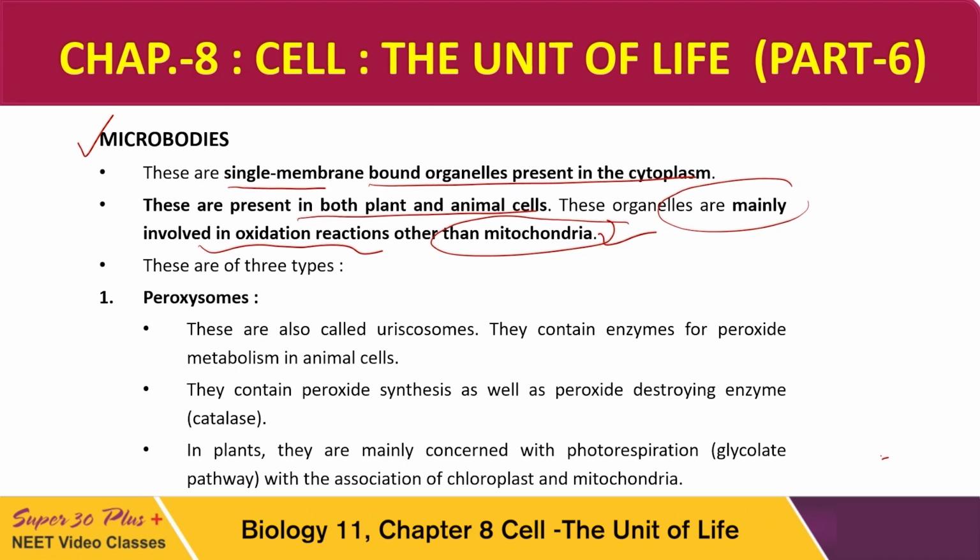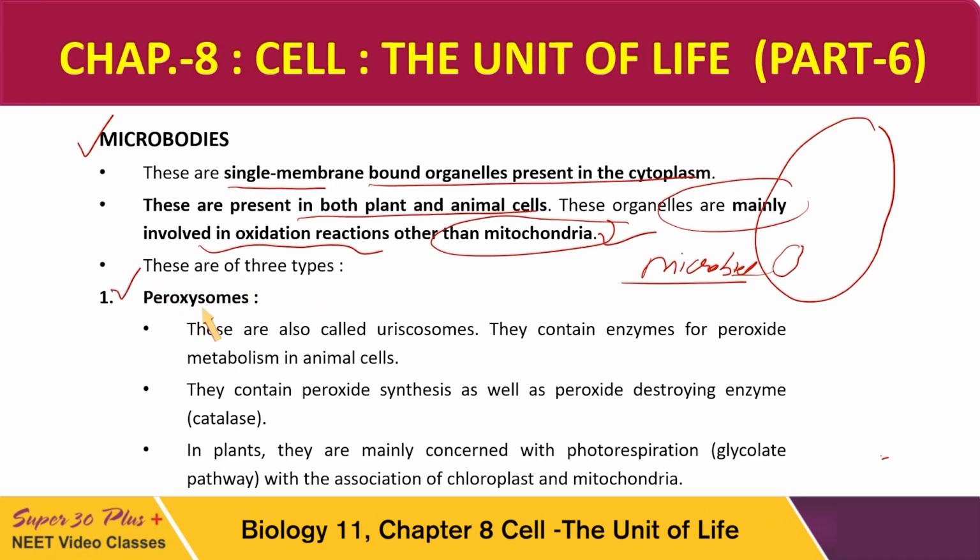So you can say that this is the cell, this is the cytoplasm, and this is the single membrane structure which we may call a microbody, and in microbodies there is mainly oxidation reaction. No doubt oxidation reaction takes place in mitochondria mainly. So three types of microbodies we have to discuss.